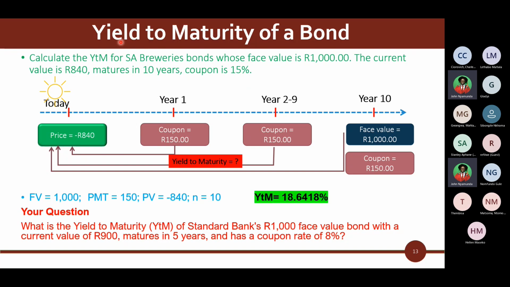Okay, I'm going too fast for my liking. So let's express this in a number line. Let's start. Calculate the yield to maturity. So that's what you are doing. Why are you finding yield to maturity?